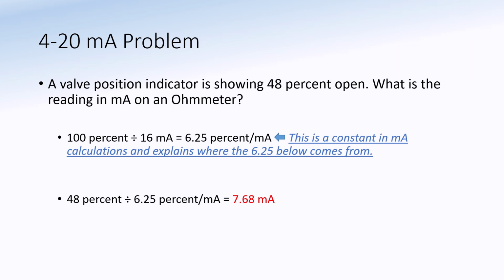Here's a quick problem: valve position indicator showing 48% open. What is the reading in milliamps on an ohmmeter? So you would take that 100% divided by 16 milliamps and it gets you 6.25% per milliamp. You can see my little note here, this is a constant, and explains where that 6.25 comes from. So then you would take that 6.25, right? And like the problem says, you have 48% open, so you would want to divide 48 by 6.25, and then you should have 7.68 milliamps on your ohmmeter. Ta-da!